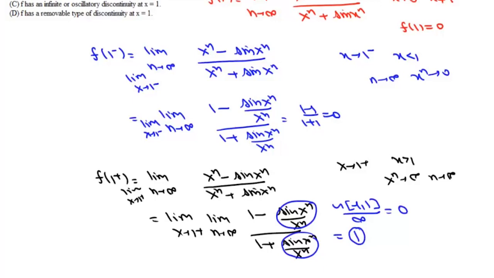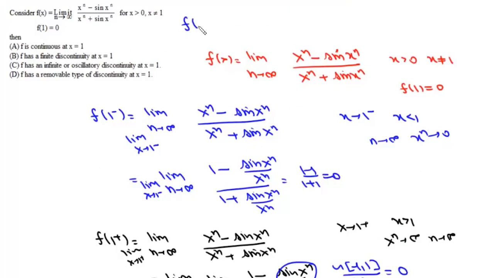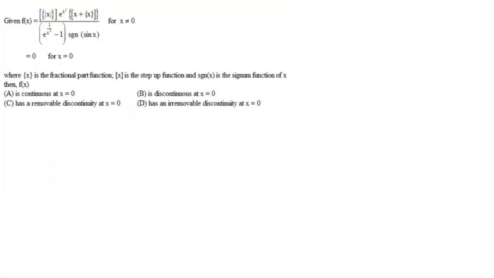So that means f(1) is equal to f(1 negative), but it is not equal to f(1 positive). So this function is left continuous, but it is discontinuous, and since the left hand limit is not equal to the right hand limit, it is a non-removable discontinuity, which in this case is a finite discontinuity at x equals 1. That's your option B. Now we are given this function f(x) when x is unequal to 0, and 0 for x equals 0.